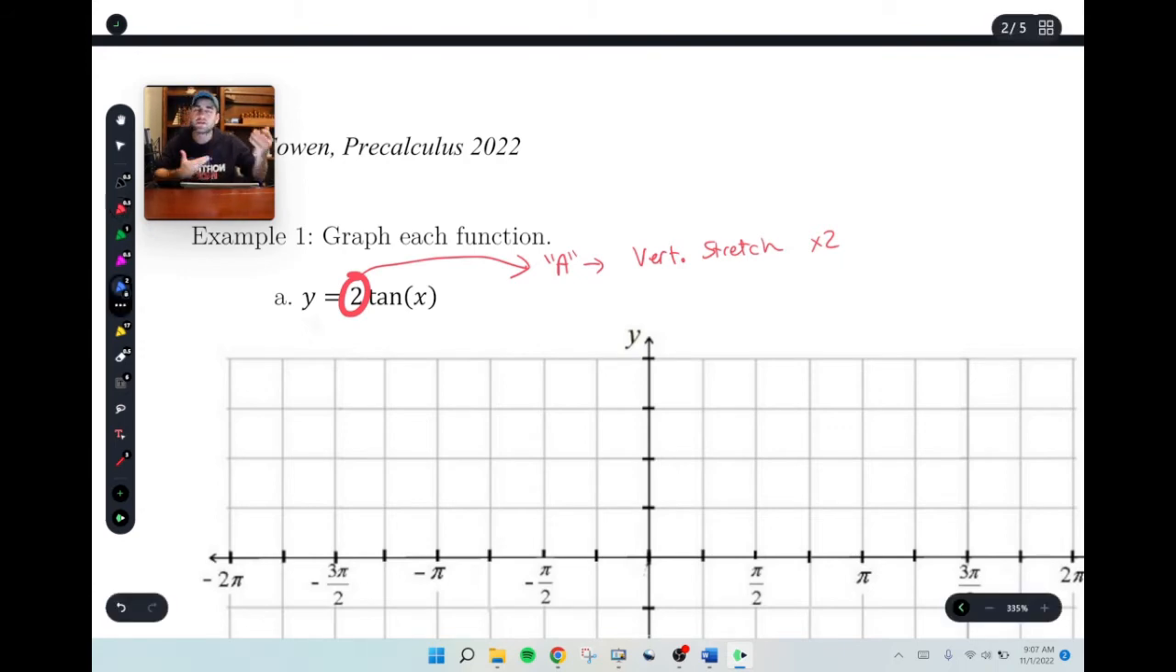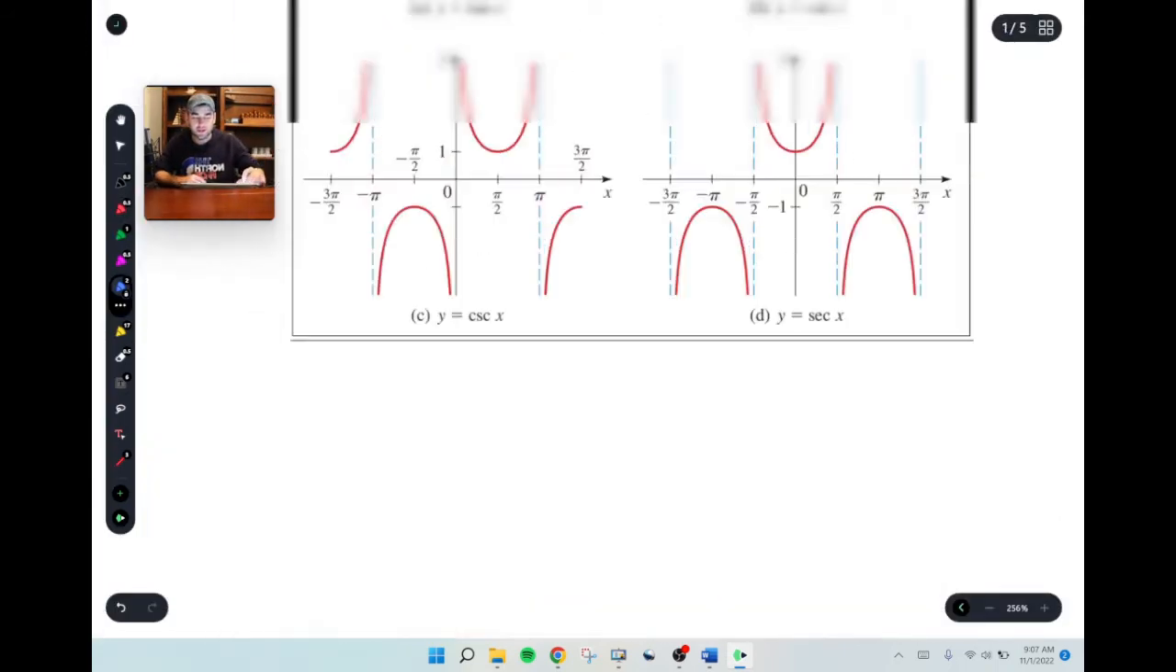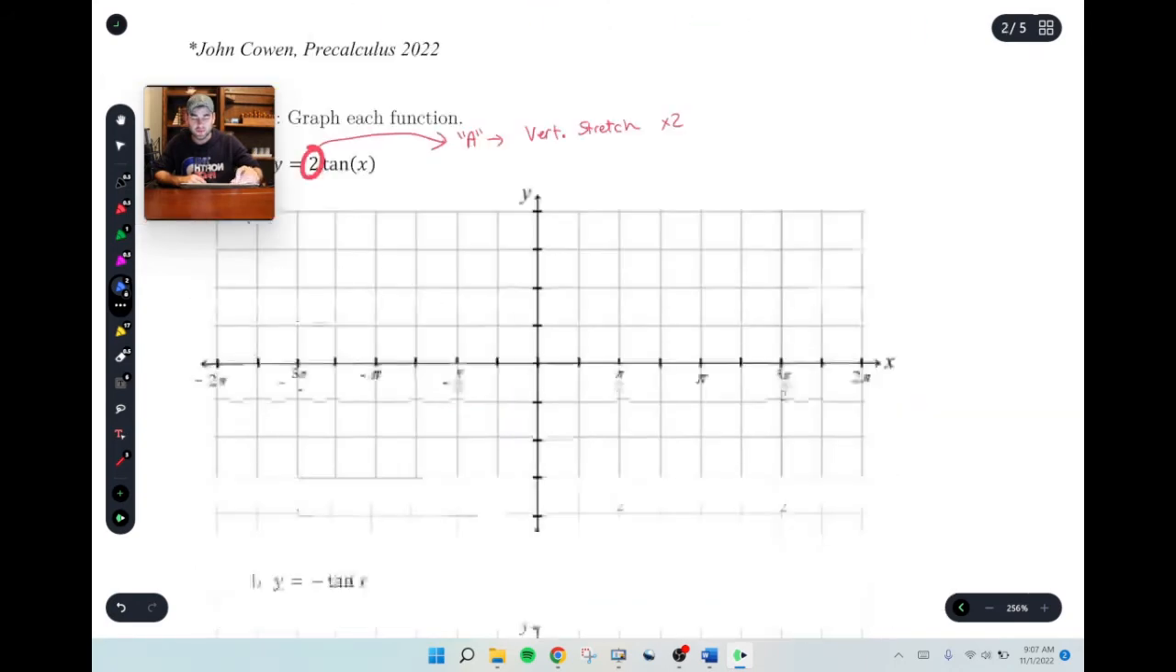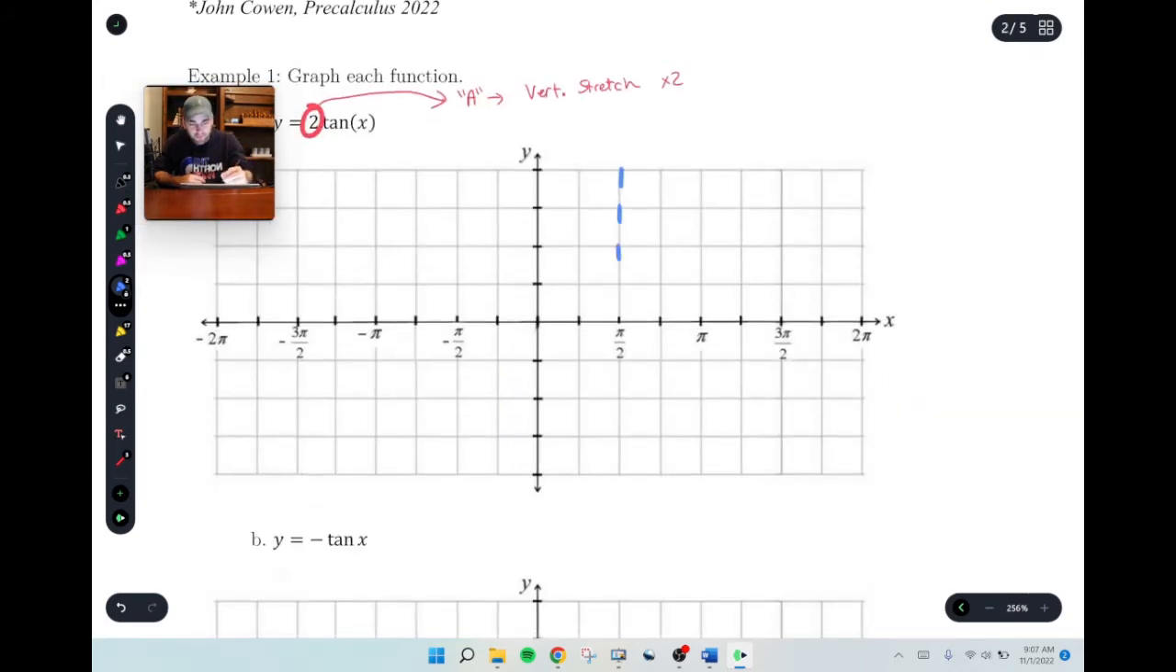Now, if we vertically stretch our asymptotes, they don't really change, right? So I'm going to go back up and look at the tangent asymptotes and just redraw them on the graph because the asymptotes can't get stretched. You try to stretch a vertical line, it stays exactly the same, right?